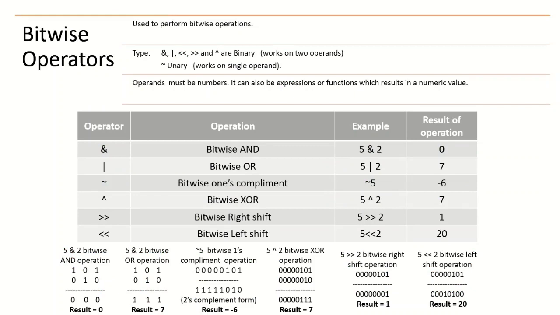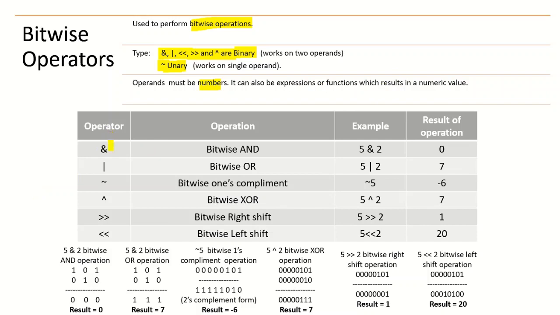Bitwise operators. These are used for performing bitwise operations. The types of these bitwise operators are binary. The ampersand, pipeline, less than, greater than, and caret are binary. They work on 2 operands. The tilde character is a unary operator. It works on a single operand. The operands must be numbers, or they can also be expressions or functions which result in a numeric value.